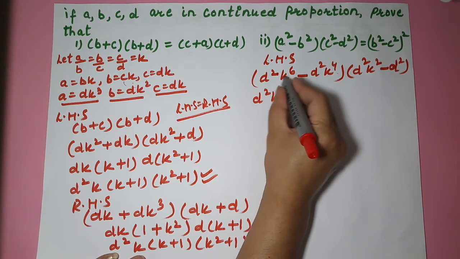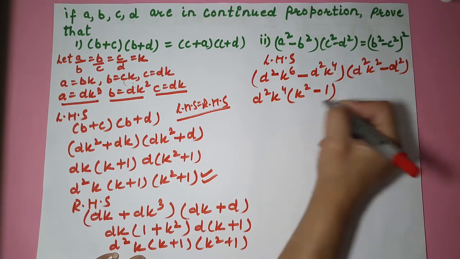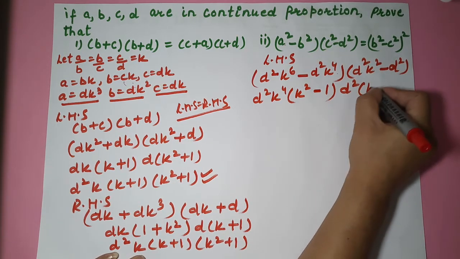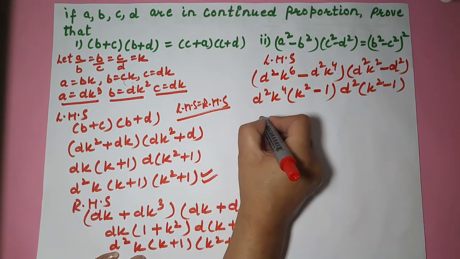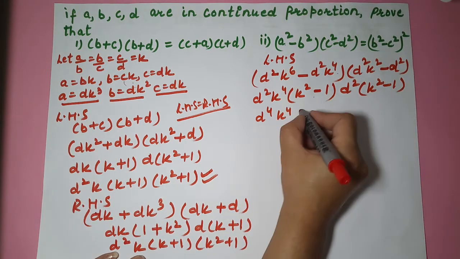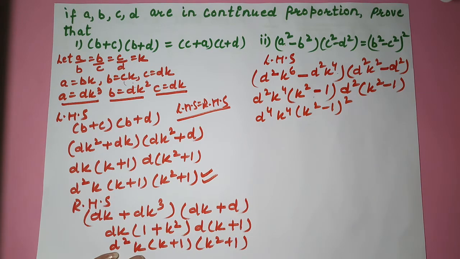So what is left inside? K square minus 1. Here I can take D square common. Inside I'll get K square minus 1. So if I combine this, I'll get D4, K4. And if I combine these two, I'll get K square minus 1 whole square. This is my left hand side.